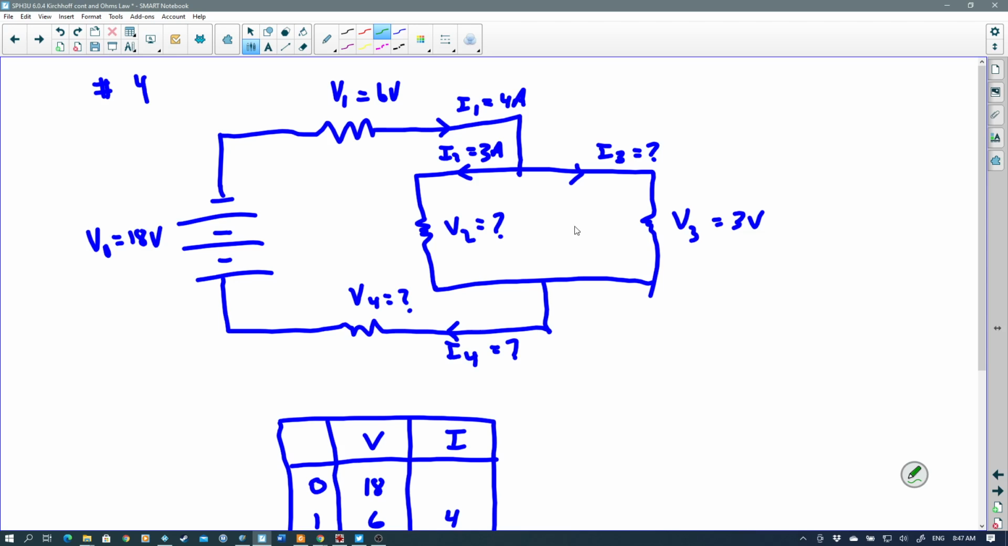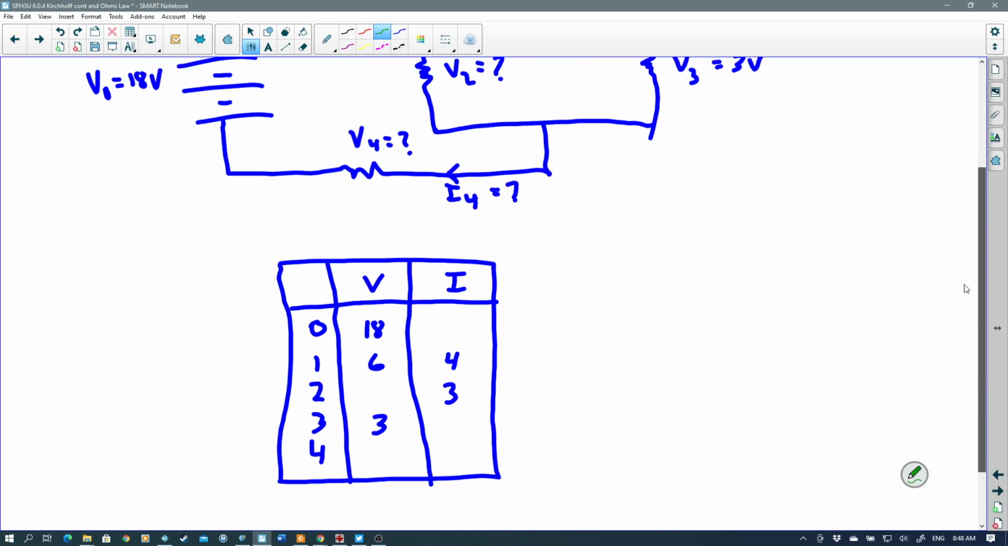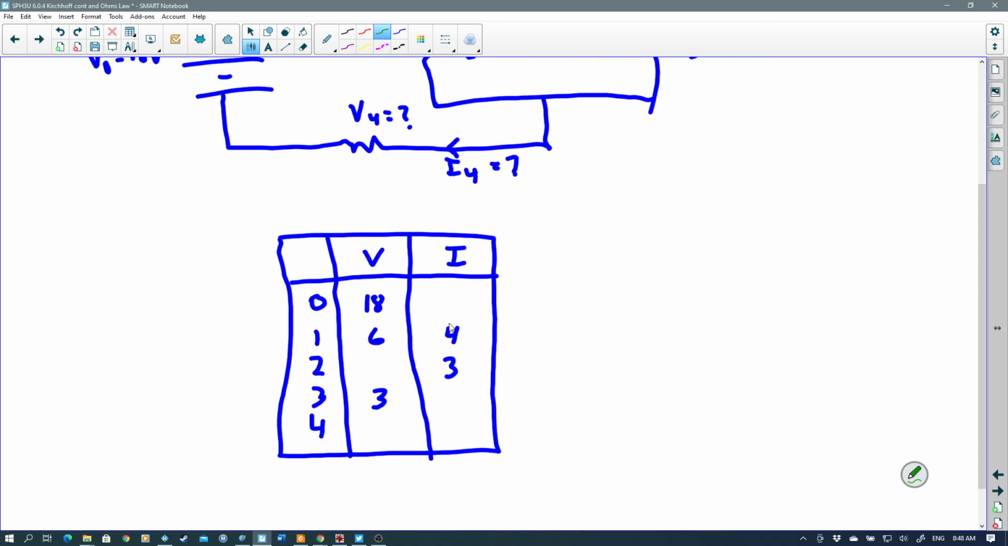Looking at number 4, a little bit more complex picture here, and this is actually a scenario where we have a series resistor, we have some parallel resistors, and they're asking us to fill in all of that information. Now, I find sometimes when I have a more complex circuit like this that it helps me to organize things in a table. I'll put V and I, and we're only looking for V and I here. If we were talking about R, the resistance, we could put a third column here, okay? But we're just looking at the voltage and the current.